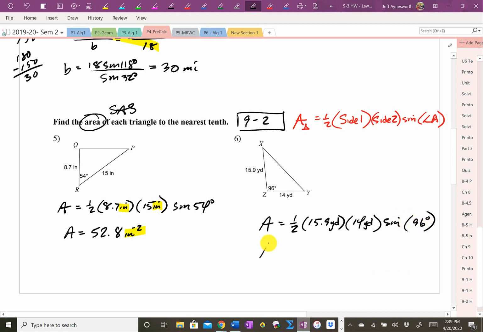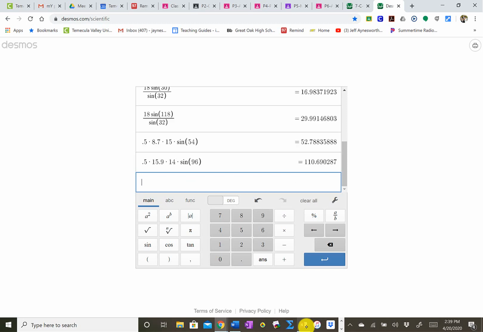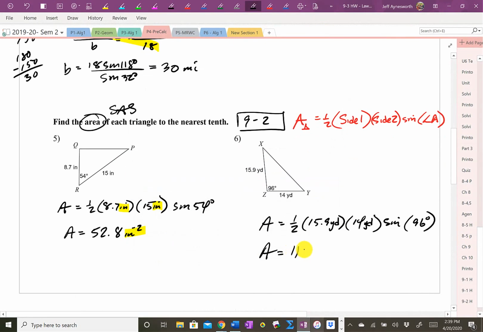It's not a right triangle. And the area is, let's figure it out. So it's 0.5 times 15.9 times 14, times the sine of the angle between them, which is 96 degrees, and you approximate it to about 110.7. So 110.7, and again, a yard times a yard is a square yard. So square units. And that's how it's done.